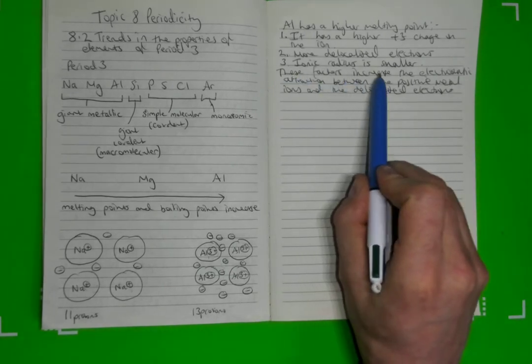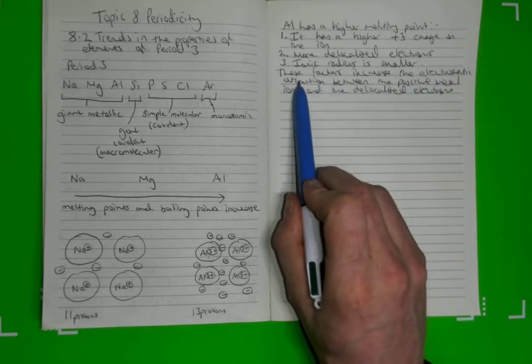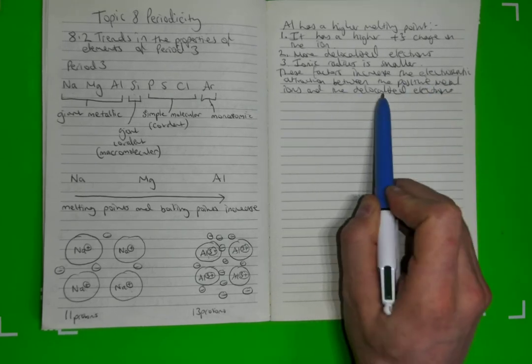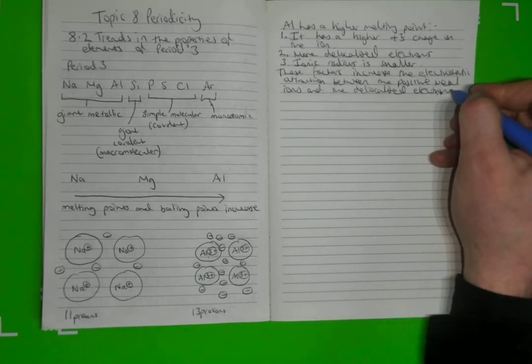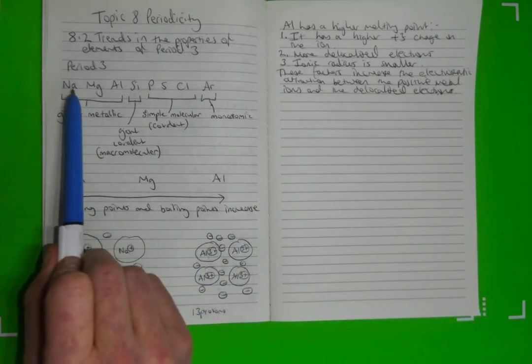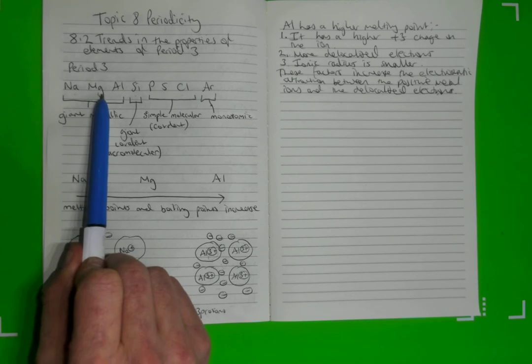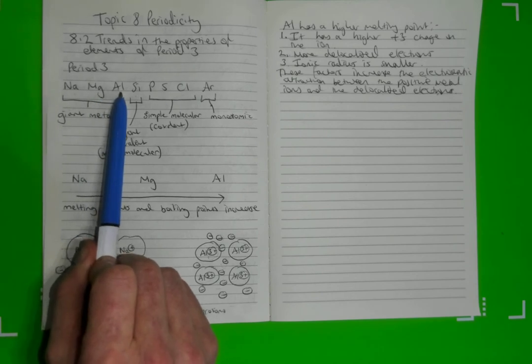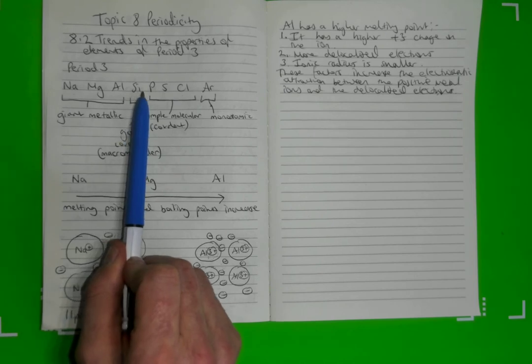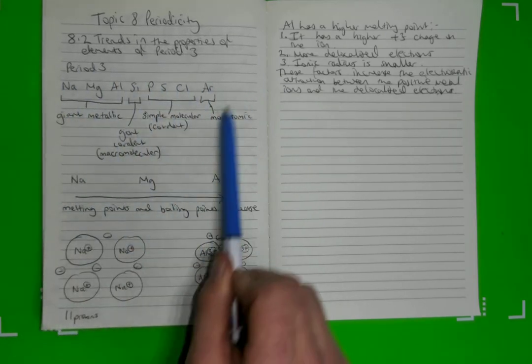So these factors increase the electrostatic attraction between the positive metal ions and the delocalized electrons. So we've now explained the trend within sodium, magnesium and aluminium. Silicon has got the highest melting point out of all of these elements.